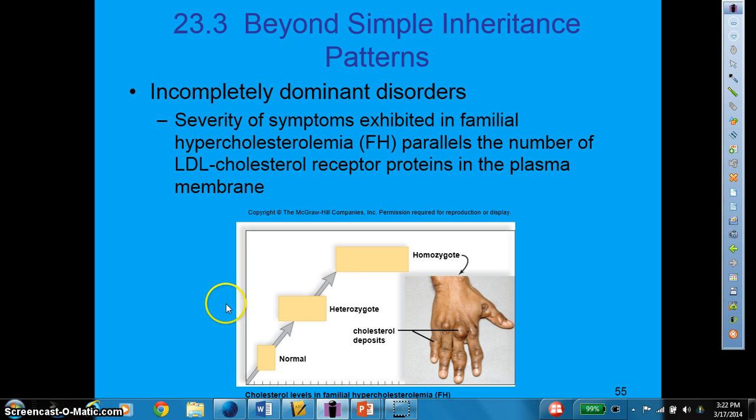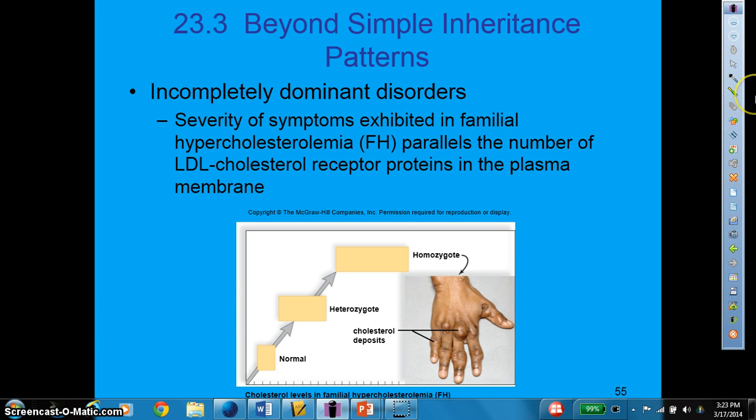An example of an incomplete dominant disorder is familial hypercholesterolemia, which is FH, and it parallels the number of LDL cholesterol receptor proteins in the plasma membrane. Just to show you, like it was with the straight and the curly, we have a homozygous individual down here that's normal. We have a homozygous individual down here which has a very high number, and our heterozygous number is going to be in between those two. It's not a complete dominance or recessiveness, it's incomplete.